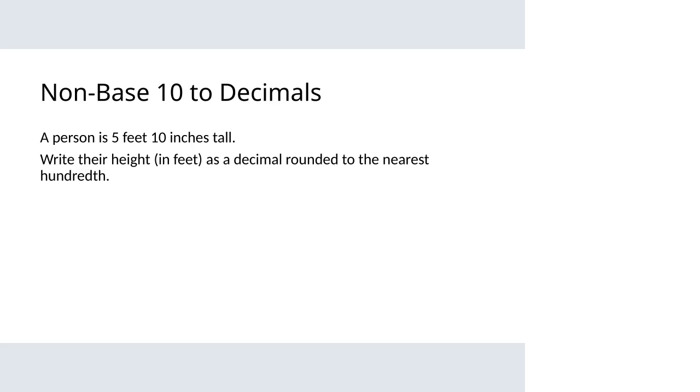It's a strange idea because we're kind of used to decimals being base 10, but feet and inches is not. And so we have to keep that in mind when we go to try to rewrite it as a decimal. We'll go another 15 seconds on this and then talk about it.